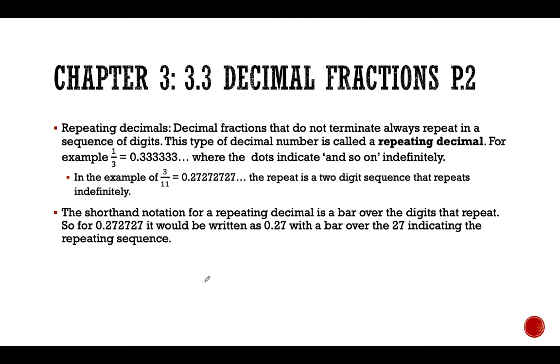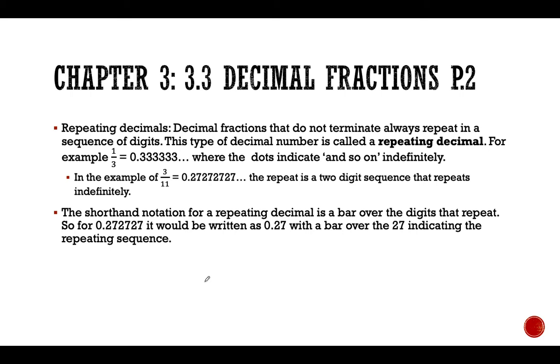Repeating decimals. Decimal fractions that do not terminate always repeat in some specific sequence of digits. This is called a repeating decimal. For example, if you divide 1 by 3 on your calculator, you're going to get 0.333333, where the dots indicate, and so on, indefinitely. In the example of 3 divided by 11, the repeating sequence is 0.27.